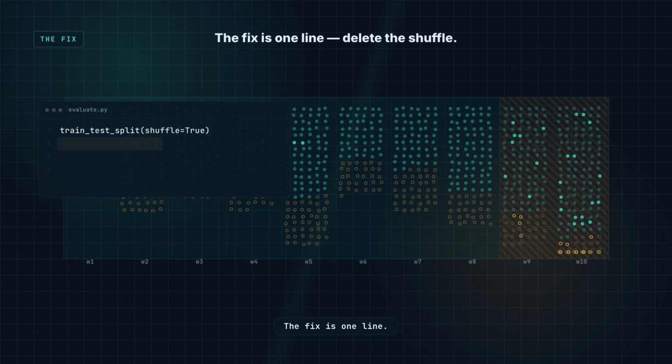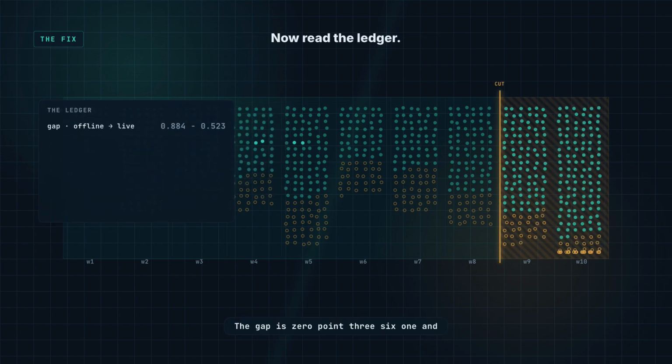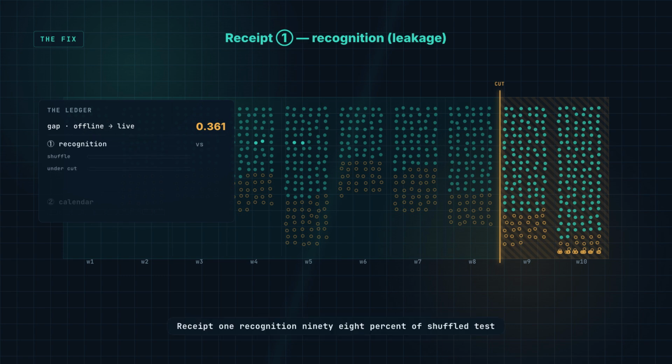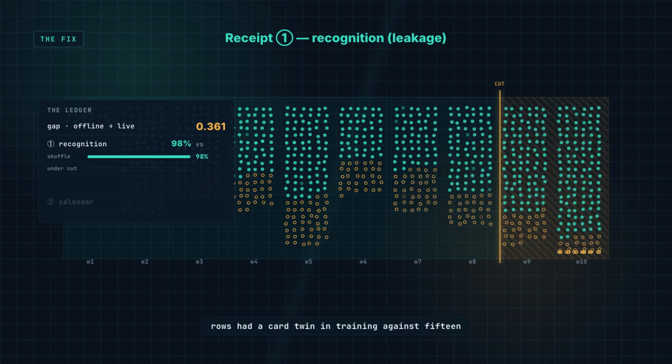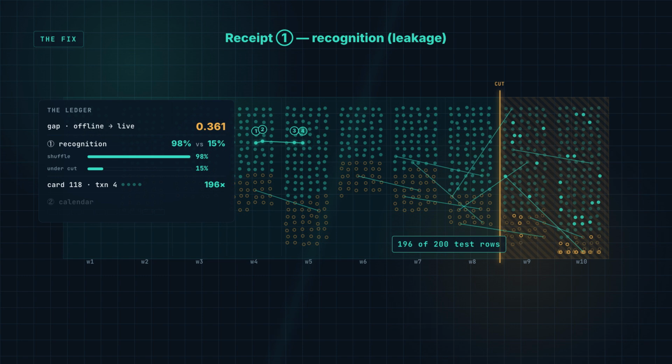The fix is one line. Delete the shuffle, mask on the weak column, hold out 9 and 10. Now read the ledger. The gap is 0.361 and it has 2 receipts. Receipt 1, recognition. 98% of shuffled test rows had a card twin in training against 15% under the cut. That's card 118's 4th transaction, 196 times over.